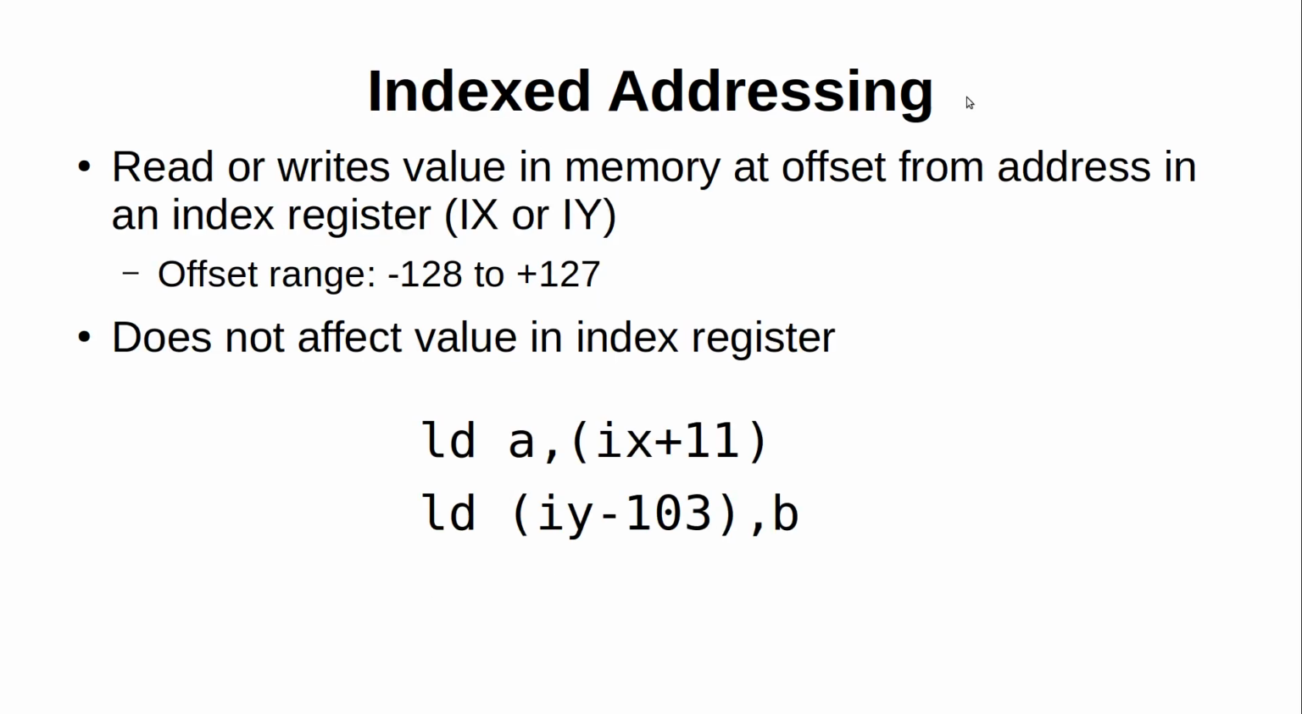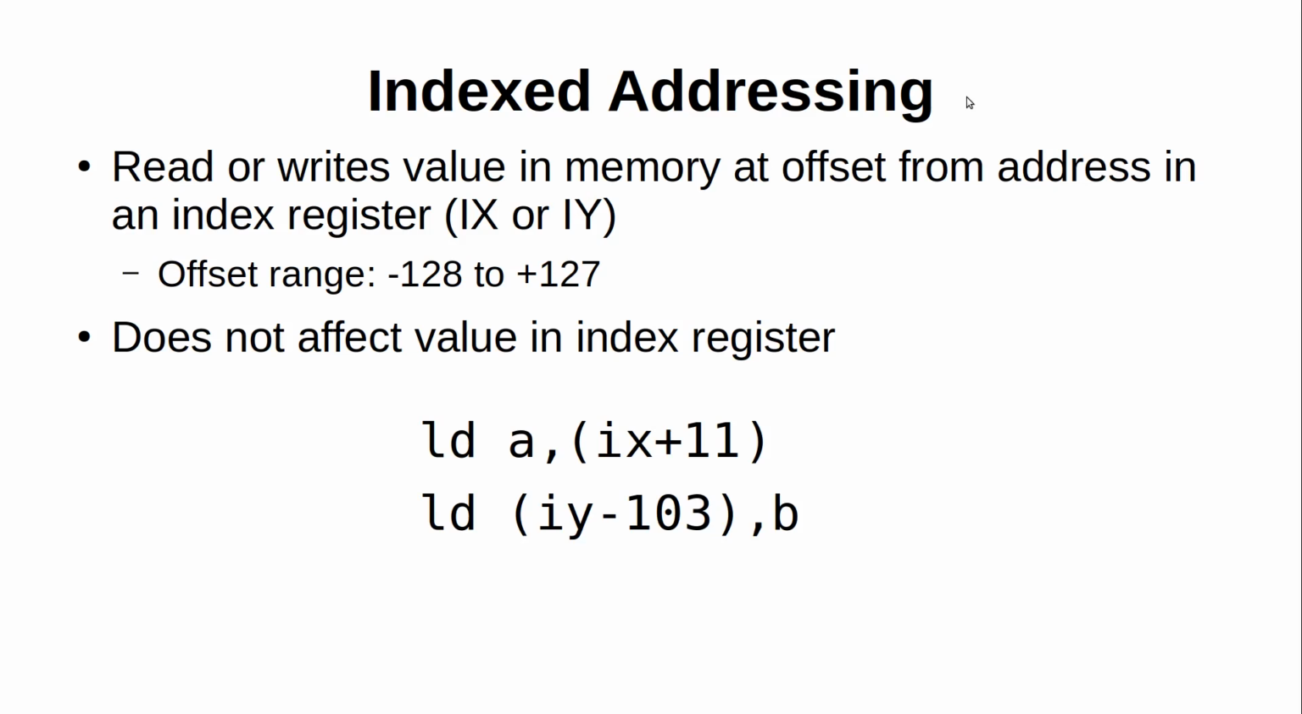The index registers, IX and IY, have their own special addressing mode. It is like the register indirect mode, but instead of just using the address in HL, you can use the address in IX or IY with an 8-bit offset applied. So you can place IX or IY in parentheses, along with minus a value of up to 128 or plus a value up to 127.